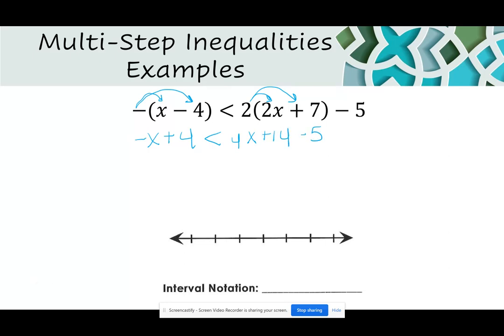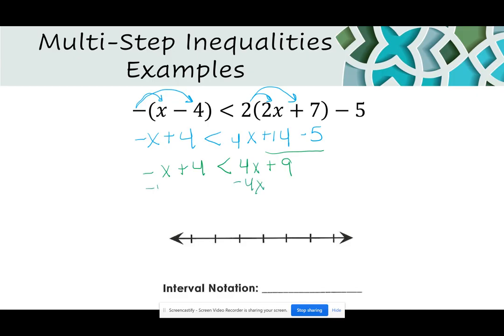You're going to combine any like terms that you have on the same side. So right here we have 14 minus 5. So we have negative x plus 4 is less than 4x plus 9. So now we want to get all of our variables to one side and all of our constants to the other. I always just like to get my variables to the left. It makes it easier when graphing.